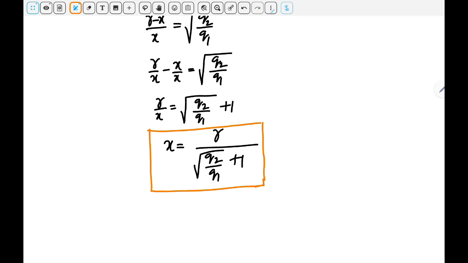Now, before concluding this video, I will encourage you to do the same analysis if both charges are unlike charges, and you will get the same expression for x, except here you will get a minus sign if both charges are unlike charges. Okay, so I am encouraging you to do this on your own.